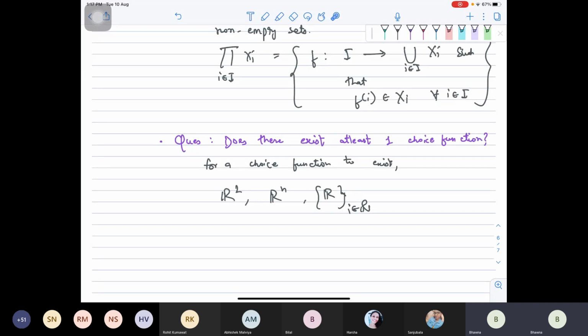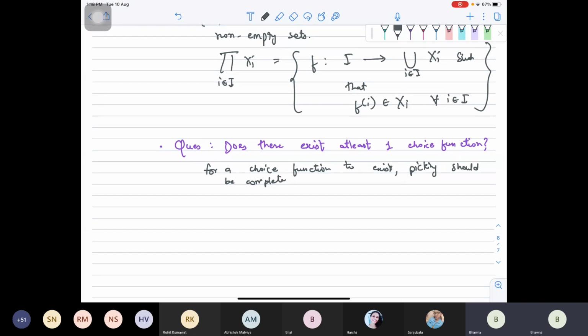If not, you just try to think. So I'm saying, for a function to exist, picking should be complete in a finite time. So the axiom of choice is nothing but it says that there will always exist one. Just that's it. The axiom of choice says that there will always exist one. But the interesting part is that we cannot prove this thing.